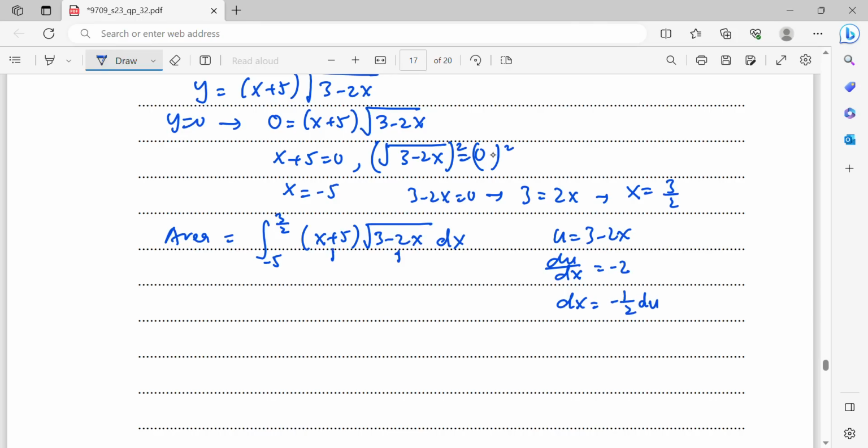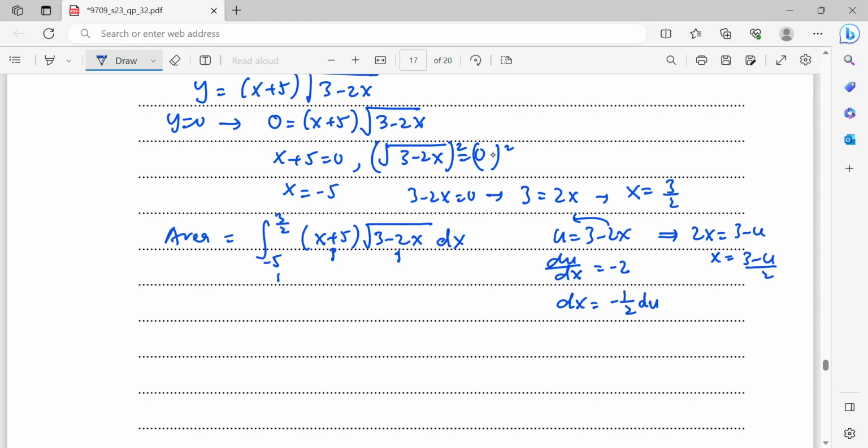Okay, I need to get what my x plus 5 is. So from here, 2x is 3 minus u. Therefore, my x is (3 minus u) over 2. Okay, so then later I will get x plus 5.